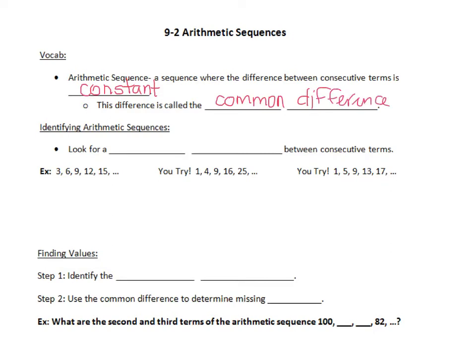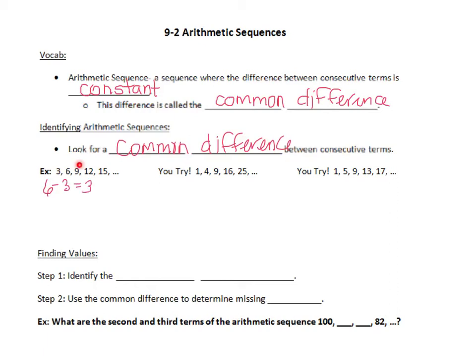Alright, so let's identify if the patterns below are actually arithmetic sequences. To identify one, we're going to look for the common difference between consecutive terms, and we're going to see if it has one. So in this first example, we'll start with the second term and go back to the first. The difference between the second and the third term, 6 minus 3, is 3.